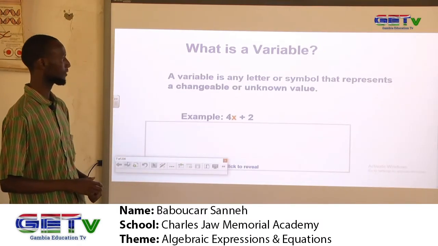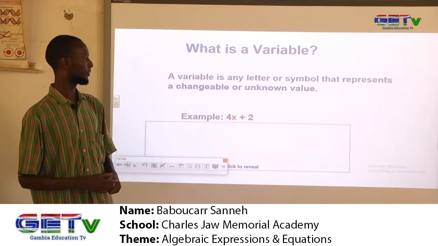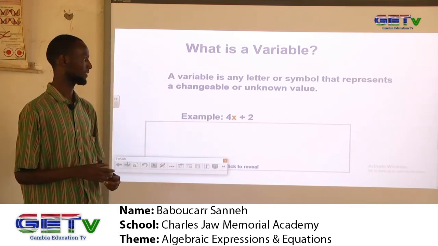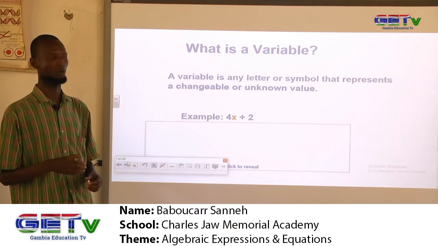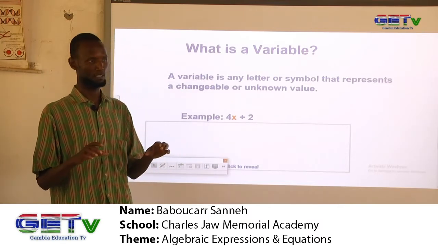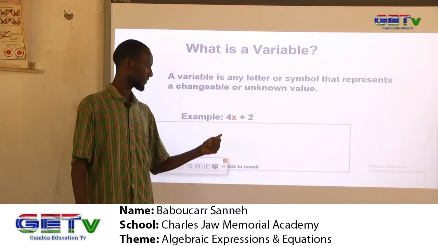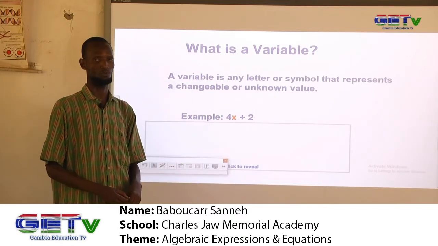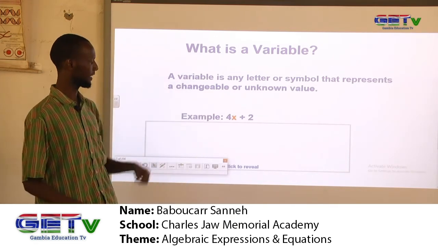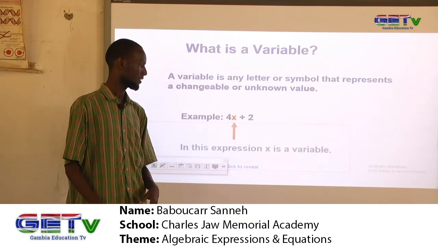Now, the second vocabulary we are going to be coming across is the variable. A variable is any letter or symbol that represents a changeable or unknown value. Let's make it easy. The variable simply is the letter in the expression. So if we look at the first example we have here, 4x plus 2. Said the variable is the letter. And in that one, the only letter you have there is x. So x represents the variable here.